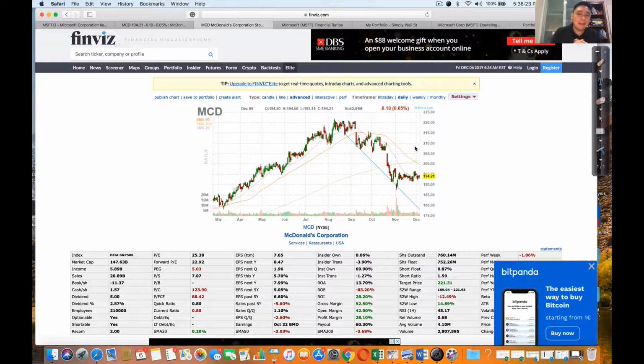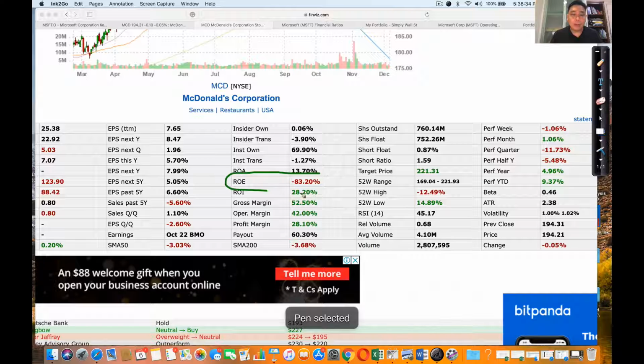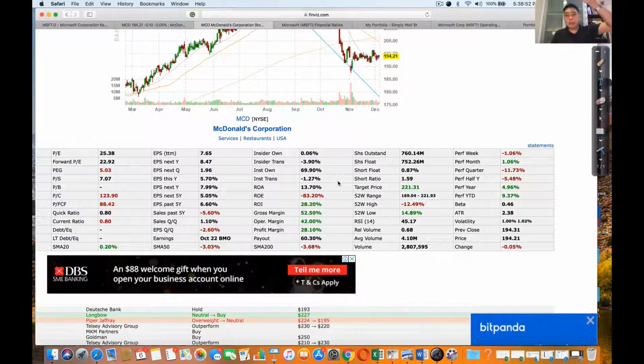Now, do bear in mind that there are certain companies like McDonald's, Domino's Pizza, and Yum Brands. When you look at their fundamentals, they have a negative ROE. Now, on the surface, people may say, hey, that's really bad. But in these exceptional cases, it is actually not bad. Let me explain why. Remember that ROE, return on equity, is the net income divided by the shareholders' equity. Of course, if the net profit is negative, causing the ROE to be negative, that is bad.